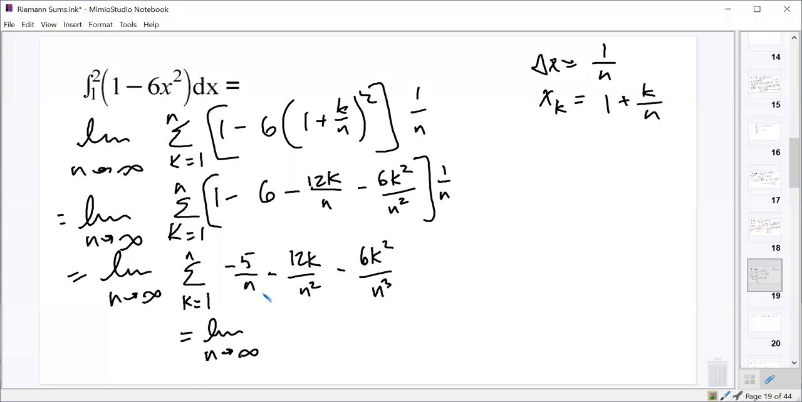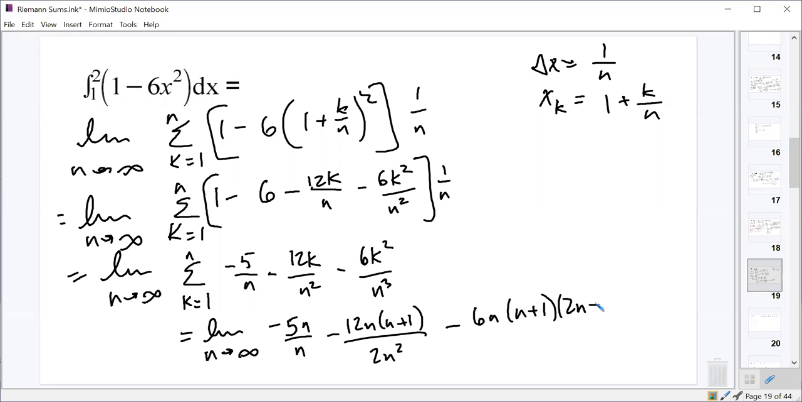So negative 5 over n, as we sum from k equals 1 to n, just becomes negative 5n over n. This one becomes minus 12n times n plus 1 over 2n squared, and minus 6 times n plus 1 times 2n plus 1 over 6n cubed. And so we end up with negative 5 minus 6. And what is that? Minus 2. Negative 13.